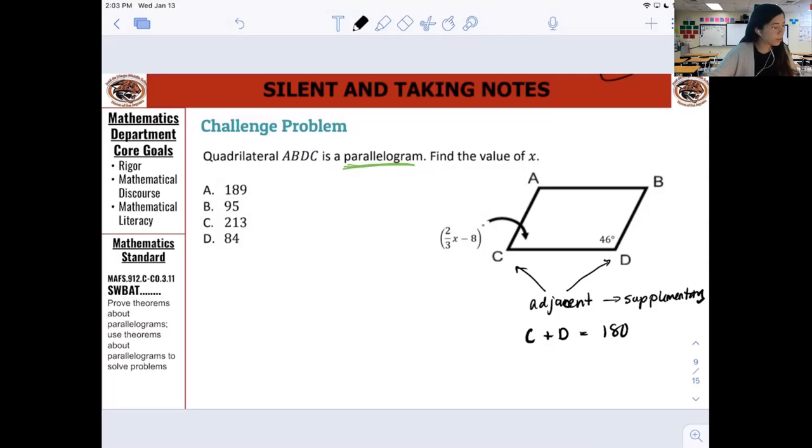All right, there's 4 seconds remaining. Okay, that is time. All right. So we know they add up to 180. So here's my equation. I get 2/3 x minus 8 plus 46 equals 180. 46 minus 8, what's that?